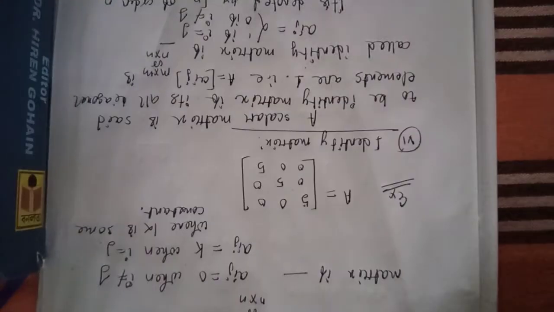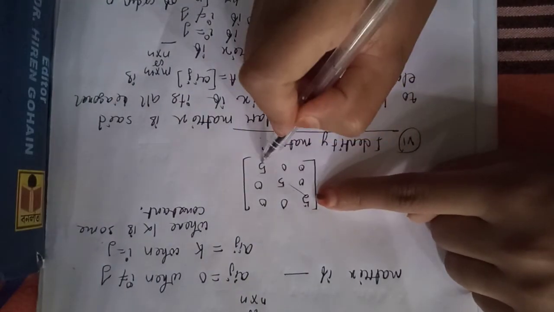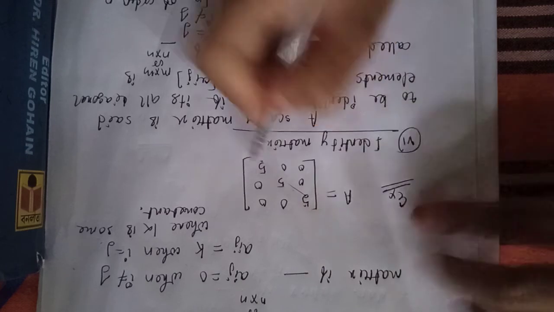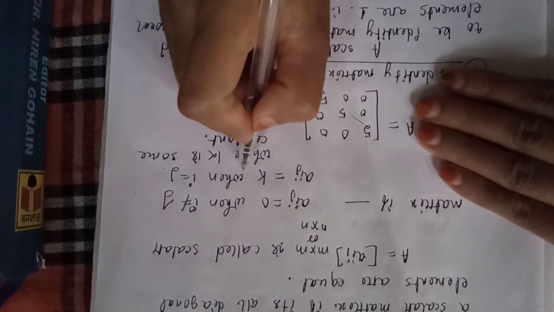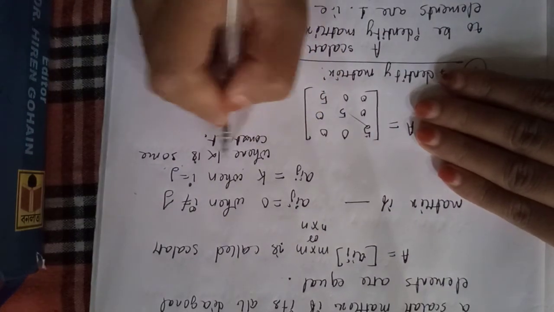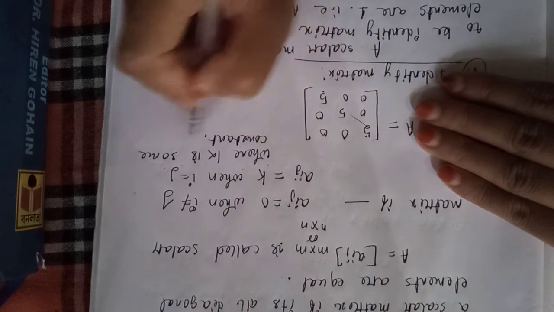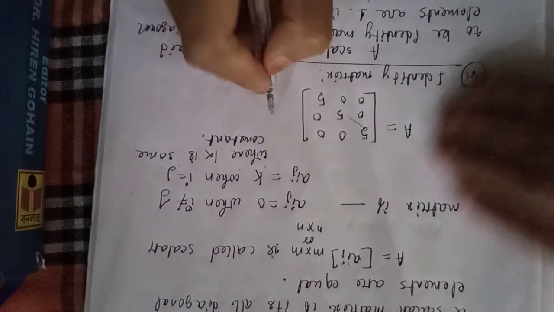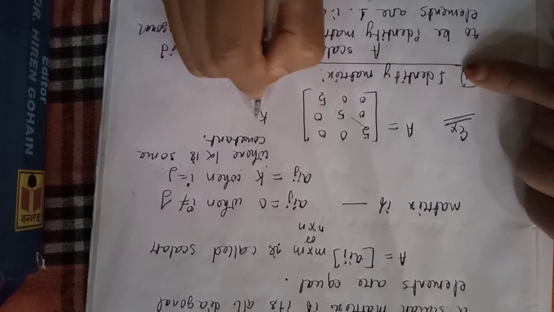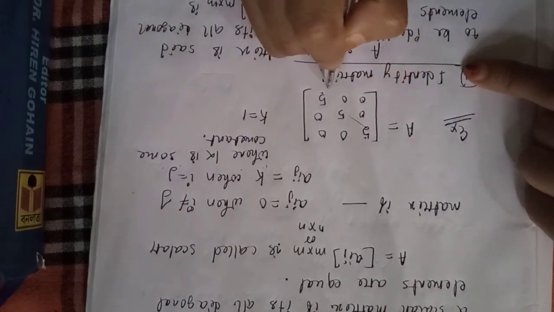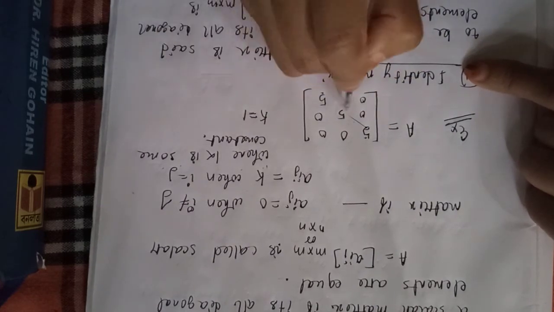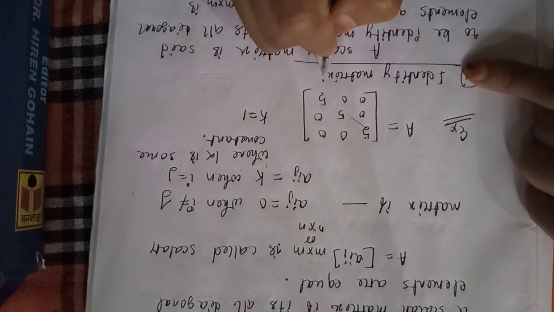So next, now look at one thing in the scalar matrix. What was there in the scalar matrix? All the diagonal elements are equal. That means Aij equal to k when i equal to j, where k is any constant. If we put k equal to 1 here, then 1 will come. So it becomes an identity matrix, yes.